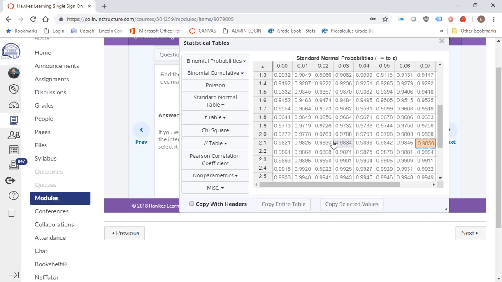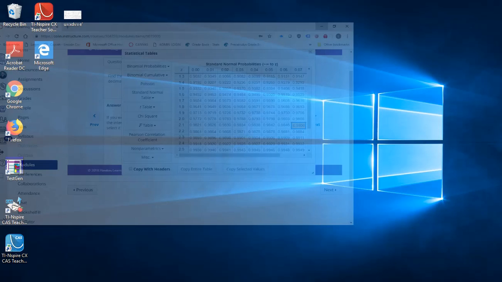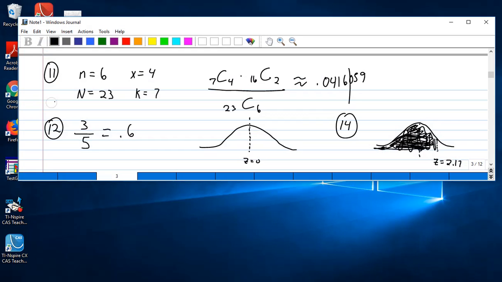So right here, that's 2.17, 0.8950. Now pay attention here, 0.8950. So what that means is, this area to the left, all of this to the left of 2.17 is what? 0.8950. Okay? Now, it did say to the left. If it would have said to the right, unfortunately our table can't give us both. It can only give us one or the other.